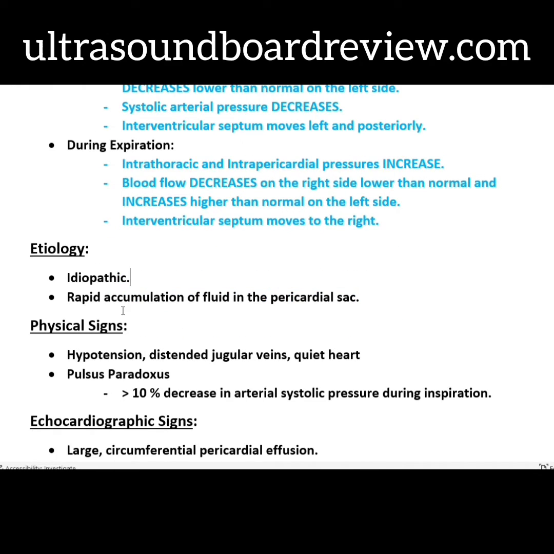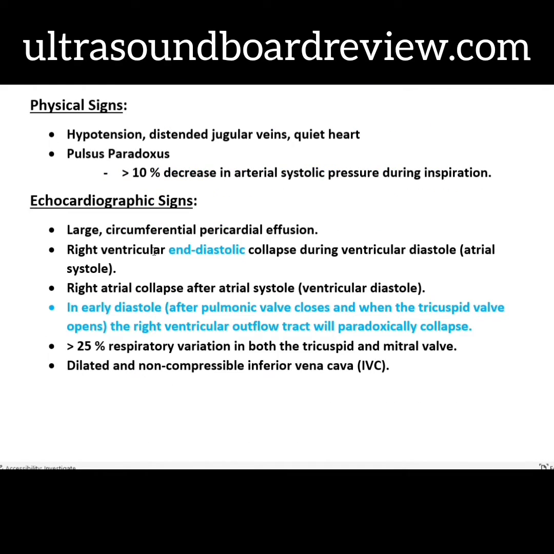We learned about the physical signs. This is Beck's triad: hypotension, distended jugular veins, and quiet heart. And then we have pulsus paradoxus. Pulsus paradoxus is when there's a greater than 10% decrease in the arterial systolic pressure during inspiration. So some of the echo signs, you're going to have obviously the large pericardial effusion.